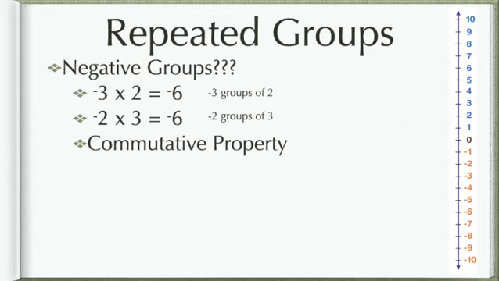So if we commute negative 3 times 2, we get 2 times negative 3, and that's still negative 6, just as the dot shows you. And if we reverse or commute negative 2 times positive 3, then we have positive 3 times negative 2. Watch the dot again. 1, 2, 3 groups of 2. You still landed at negative 6. So you can use the commutative property to understand that when you have one negative factor, your answer is going to be negative. So what if they're both negative?